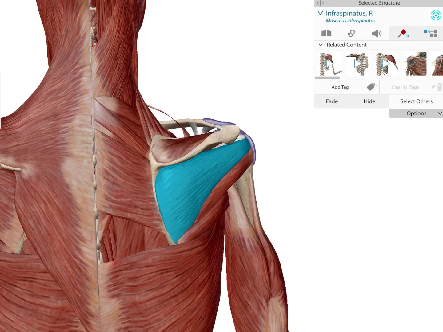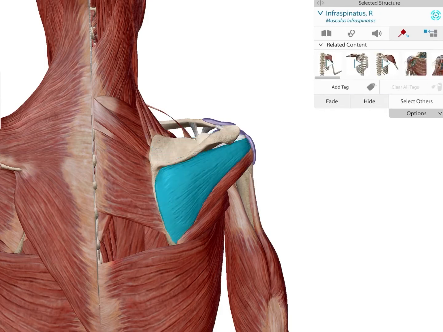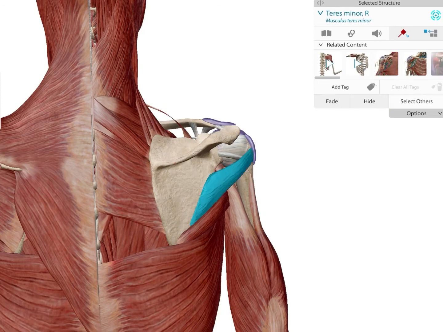Insertion, once again, is on the greater tubercle of the humerus: the middle facet, and the lowermost facet is giving insertion to the teres minor. Okay, the teres minor. Let's have a closer look at the origin of the teres minor. Lateral border, that's your teres minor. Okay?